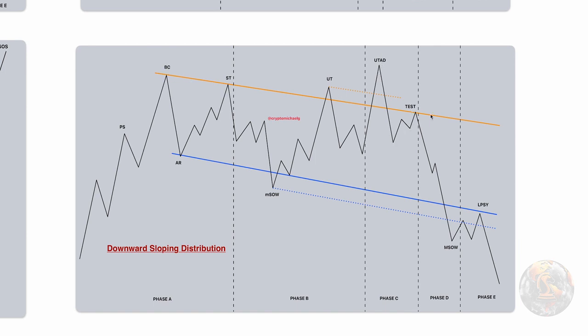Once you can draw that channel line across, if you see deviations above the channel, falling back inside, and you look below and you had your minor show of weakness, once this trend through the range starts, it's high probability distribution. This is the most aggressive distribution there is.